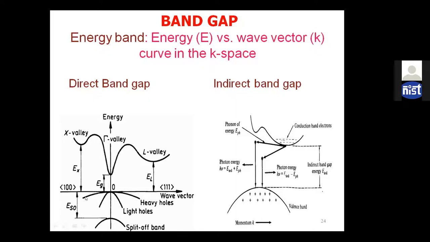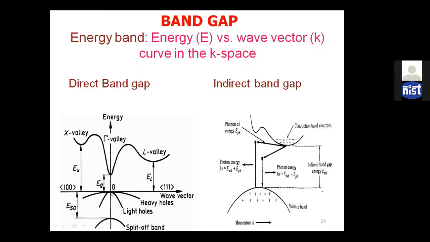As this curvature is wider, d square E by dk square is small, because the curvature is wider. So the double derivative of energy with respect to k is less. As d square E by dk square is less, the mass is large. That means the hole present in this curvature is known as the heavy hole.